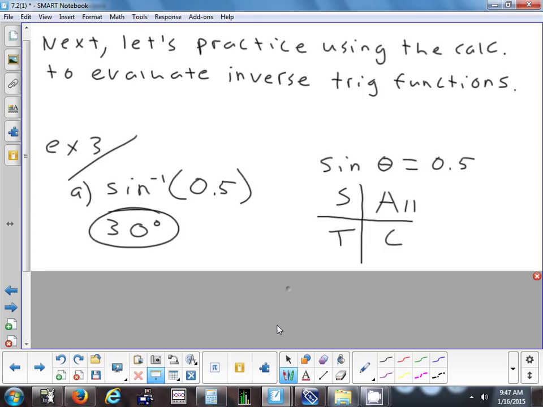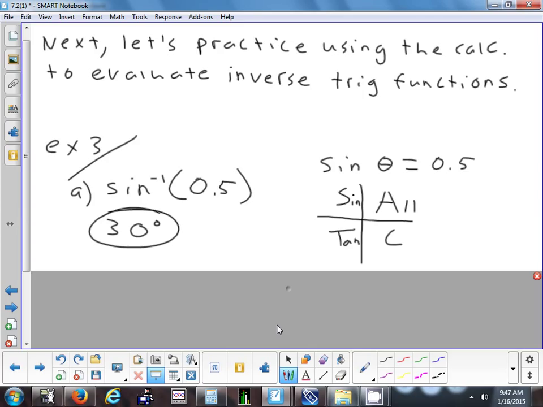In quadrant 2, right, the only trig functions that come out positive are the sine values. Sine of 100, sine of 120, sine of 150, sine of 170. They're all going to be positive numbers. Anything else in that quadrant is negative. Cosine of 100, negative. Tangent of 110, negative. Tangent of 179, negative. Okay? Sine is the only one that comes out positive in quadrant 2.